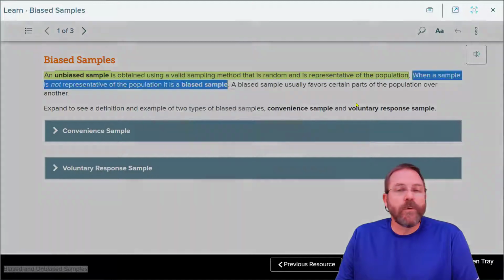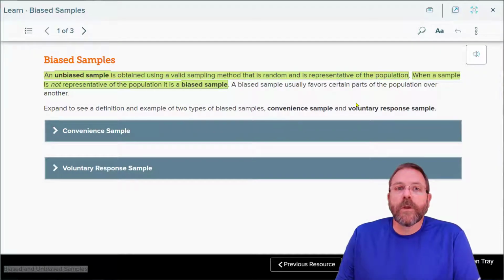For example, if you only sampled the girls about what they thought about football, that would be pretty biased. But if you only sampled the football players about what they thought about football, that'd be pretty biased as well. A biased sample usually favors certain parts of the population over others.